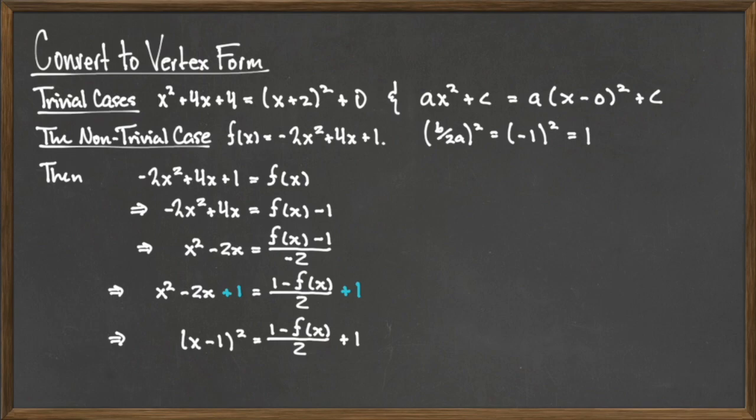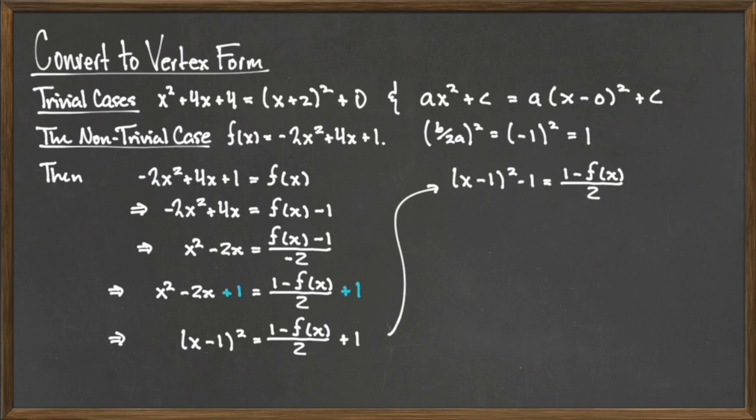We can use linear solving techniques to isolate f of x and get our vertex form. If I want to start isolating f of x, let me get all constant terms over to the left-hand side. I'm going to subtract a 1 from both sides, which is going to give me x minus 1 squared minus 1 is equal to 1 minus f of x over 2. Again, the goal is to isolate f of x by getting it on its own side of the equation.